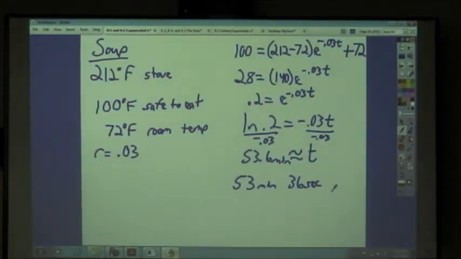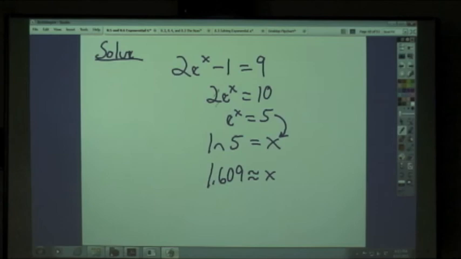Use that Newton's law of cooling function. It's a pretty ugly function, but you plug in your final temperature that you want. You plug in your beginning temperature subtracted by your room temperature here. Then you have e to the rate times time, but there's a negative there. Don't forget that negative or you'll mess up your whole answer down here. So then you have plus your room temperature over here. You subtract 72, you get 28. You divide by the 140, you get 0.2, equal to this e raised to the negative 0.03t. Very similar to this equation that we just did.